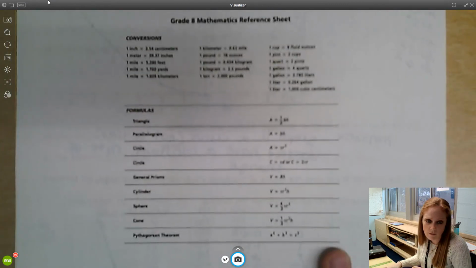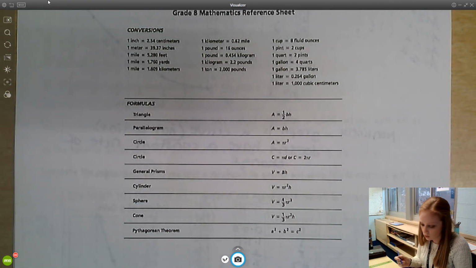And then here's just some more reference sheets. This is actually the reference sheet that you can use with all the different formulas on the state test.